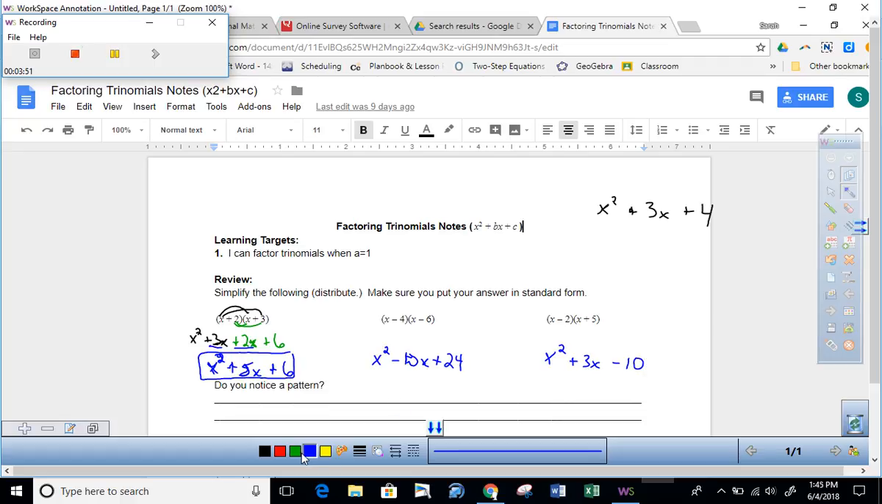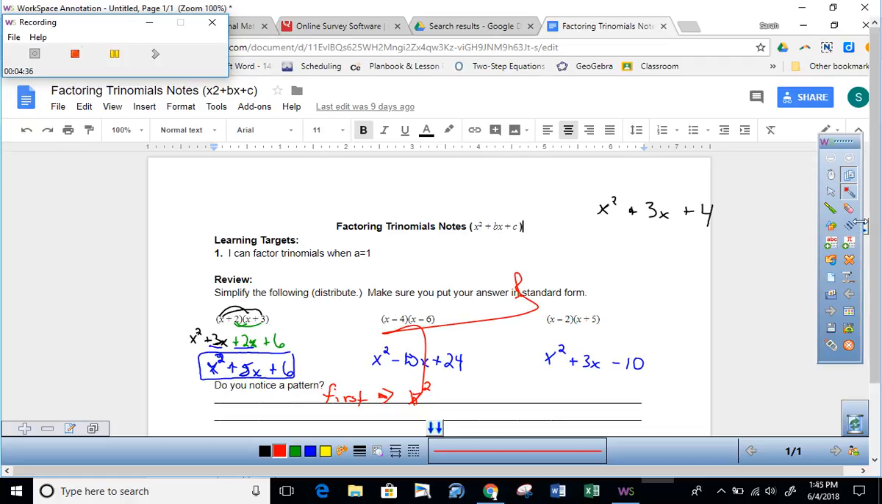Okay, the real takeaway here, there's something new. I'm just wondering if you see a pattern. Specifically, do you see a pattern in this first term? So pause, make sure you found it. For me, I see that the first term is always x squared.